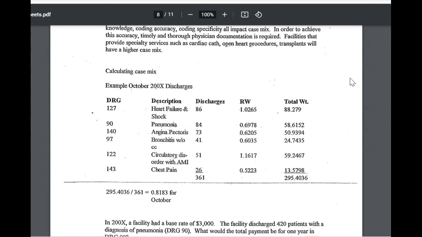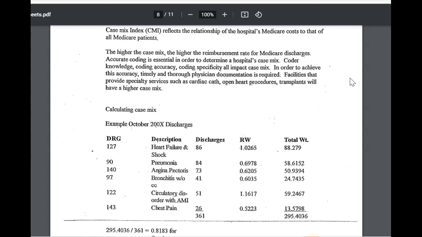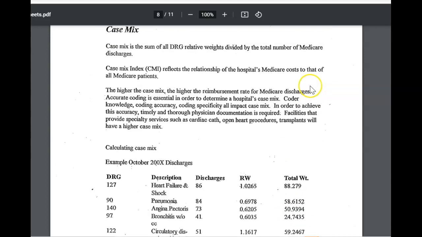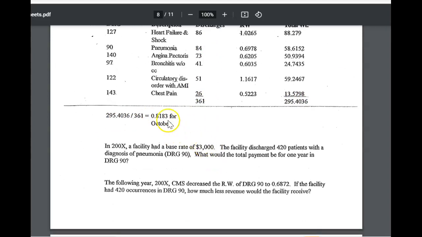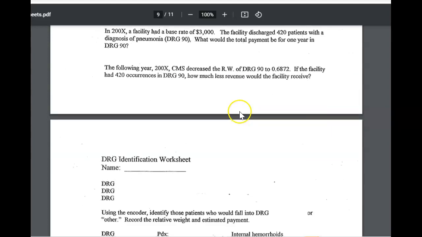So a couple of different things here. Remember, we want to take the total relative weight, which is the sum of all DRG relative weights. Okay, so you're going to take that and you're going to divide it by the discharges. So at that point, it's going to be 0.818 for October.